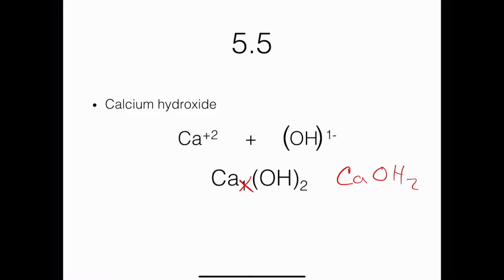No, it does not. The one on the left tells me that I have 2 of everything inside those parentheses, which means I have 2 oxygen and 2 hydrogen. The one on the right is telling me I have 2 hydrogen and just 1 oxygen. So this is not correct. I need the parentheses there because I need to represent that I have 2 of everything inside the parentheses. So the correct formula is Ca in parentheses OH and then a 2 on the outside of the parentheses.